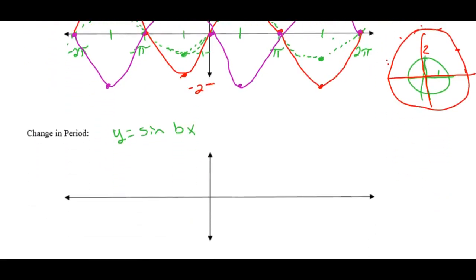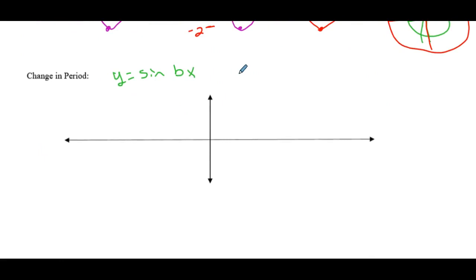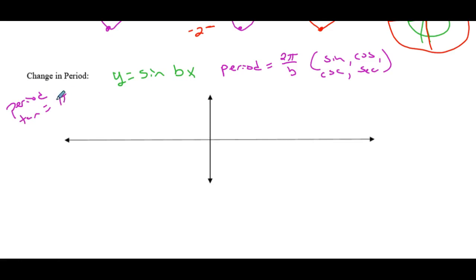We're talking about changing periods. Just remember that the period equals 2 pi over b, and that's for sine, cosine, cosecant, and secant. And then the period of tangent equals pi over b, and cotangent is the same thing.